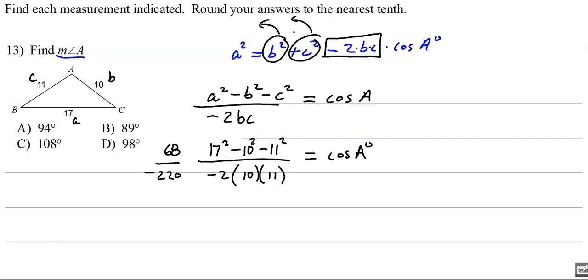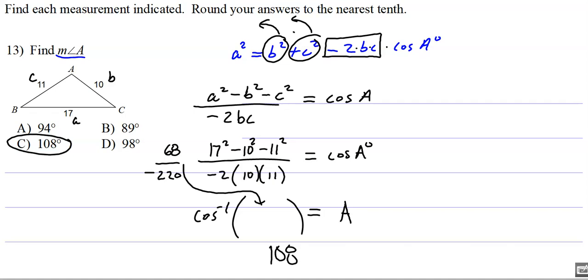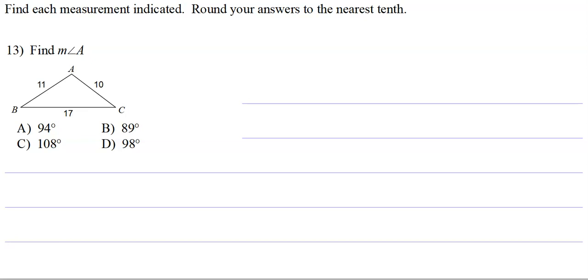So to find A, I've got to take the inverse of that. So inverse cos 68 divided by negative 220. I know it's going to say error. No, it didn't. Wow. All right. So A is the inverse cosine of that thing. And I ended up getting 108. And there's a 108 there. So I guess you can have a negative thing over there. It's no big deal. And keep going. And that's it.